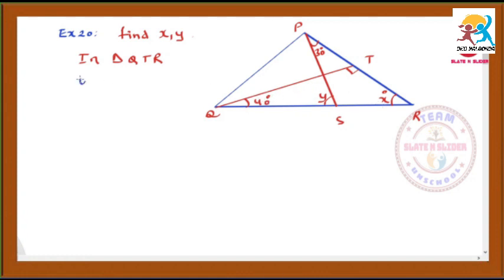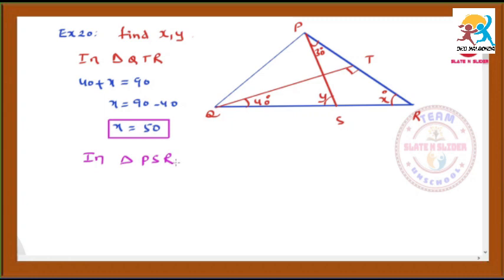We got the value of x, and after that just observe the triangle PSR. In the triangle PSR, this y is the exterior angle, so we will write in triangle PSR y is the exterior angle, so we can write y is equal to sum of opposite interior angles 30 plus x. So y is equal to 30 plus x, y is equal to 30 plus x is 50, so y is equal to 80.